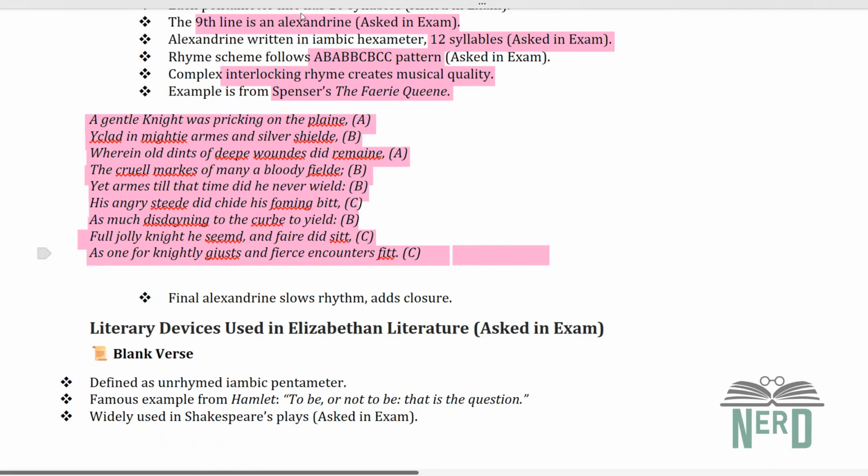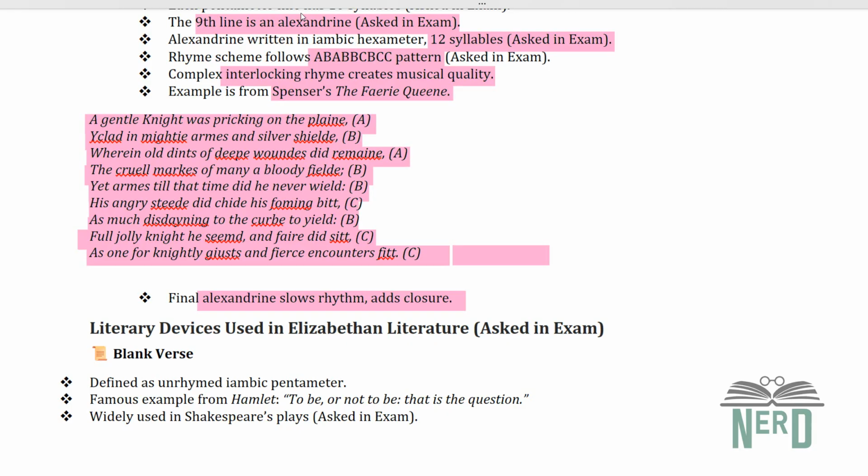Notice how the final Alexandrine, as one for knightly jousts and fierce encounters fit, draws the stanza to a dignified close. So, how do we sum this up for exam recall? 9 lines. First 8 in iambic pentameter. 9th is an Alexandrine, iambic hexameter. Rhyme scheme. All of these have been asked in exam.